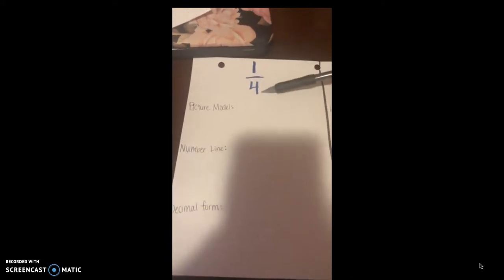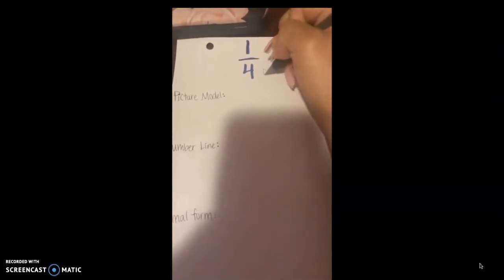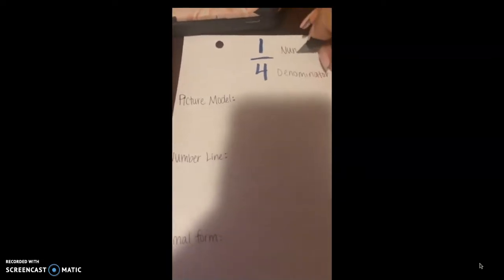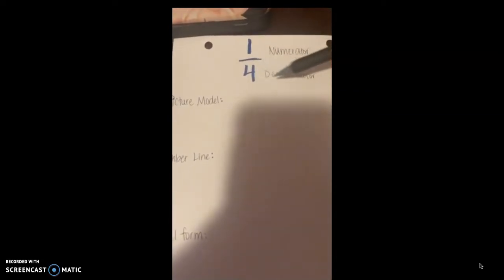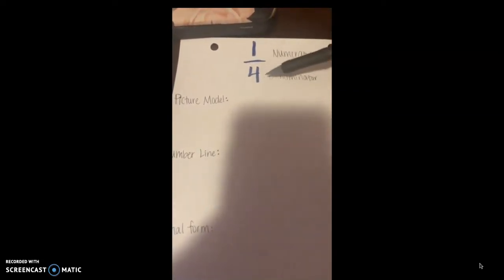So here we have 1/4. Our bottom number is our denominator, and our top number is our numerator. Our bottom number, our denominator, tells us how many total pieces we have. So in this case, we have a total of 4 pieces.